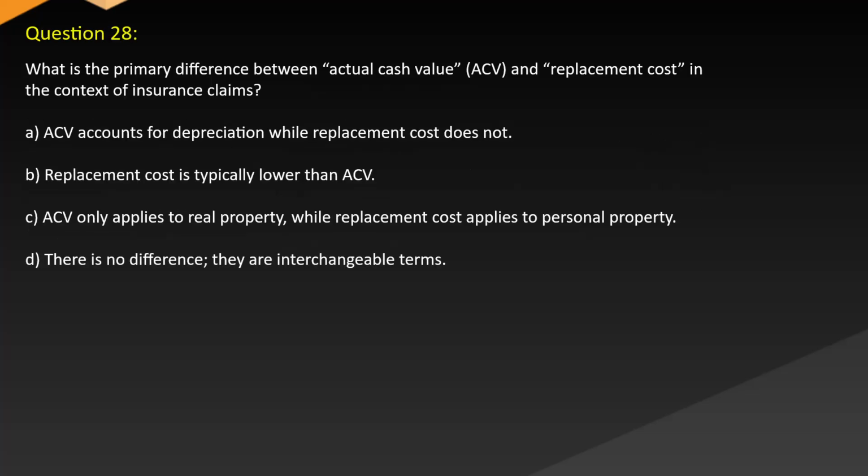Question 28. What is the primary difference between an actual cash value, ACV, and replacement cost in the context of insurance claims? A. ACV accounts for depreciation while replacement cost does not. B. Replacement cost is typically lower than ACV. C. ACV only applies to real property, while replacement cost applies to personal property. D. There is no difference. They are interchangeable terms.